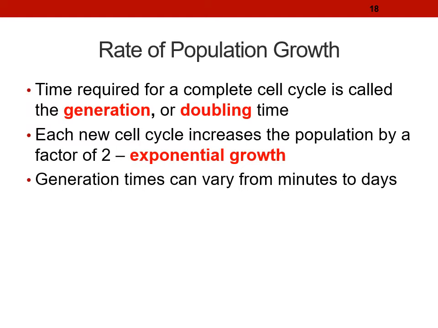For example, E. coli cells complete a cell cycle once every 20 minutes or so when grown in rich medium at 37 degrees Celsius. But when grown at 25 degrees Celsius or in conditions where nutrients are low, the growth rate can slow to 12 to 24 hours. At the end of each cell cycle, the population increases by a factor of 2 because each cell makes one more cell. This is called exponential growth.